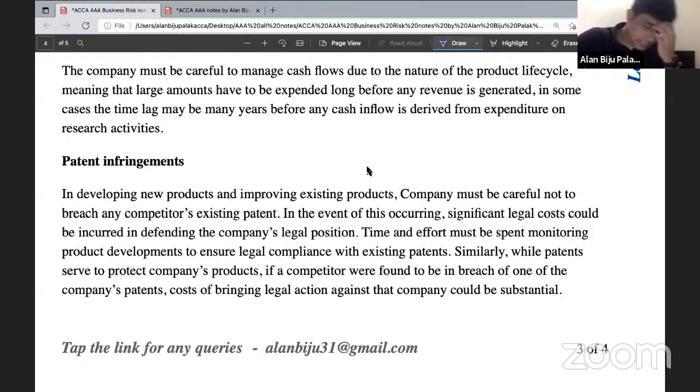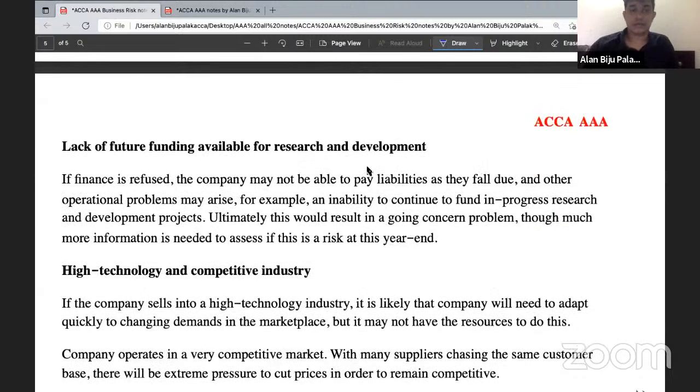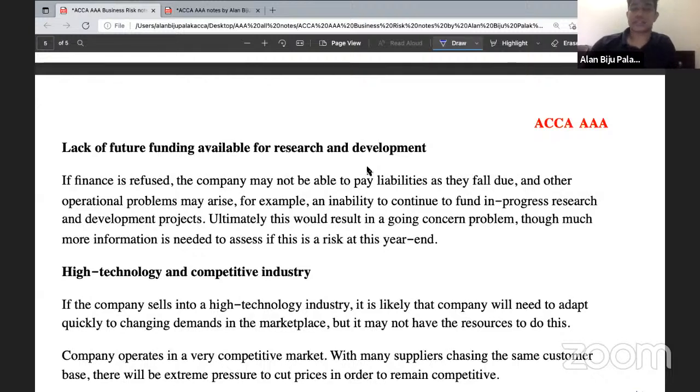So in that case, the competitor will file a petition against us, and for that we need to pay a huge amount of penalties and fines. So there can be two possibilities in case of patent infringement. We might be breaching the patent rights of the competitor, or the competitor might be breaching our patent rights. If we file a petition against a competitor, it may create legal expenses for us. Or if the competitor files any petition against us, then we need to pay a huge amount of penalties and fines. Then, lack of funding available for research and development.